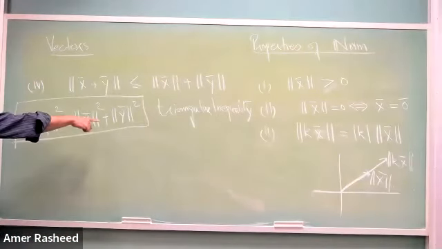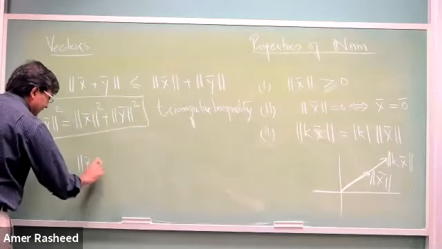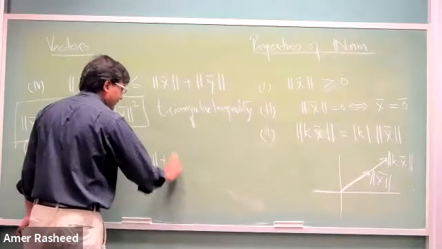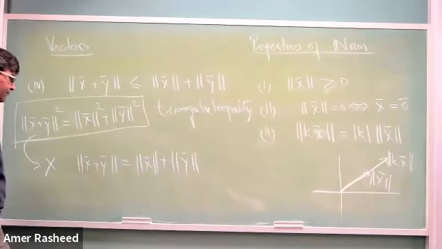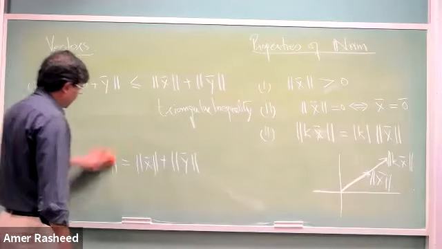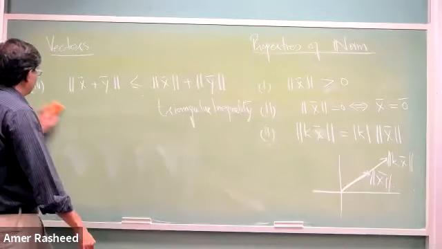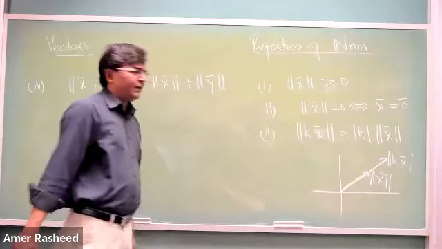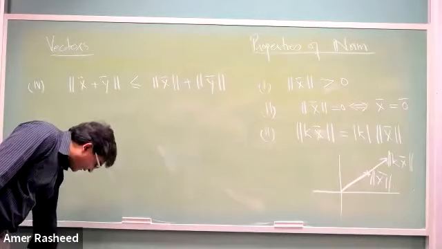From this, you cannot write that the norm of x plus y is equal to the norm of x plus the norm of y. I hope you understand. Why can't we write it? It is true for a particular case. We'll discuss that case later on. So these are some of the basic properties of the norm, the length of a vector.